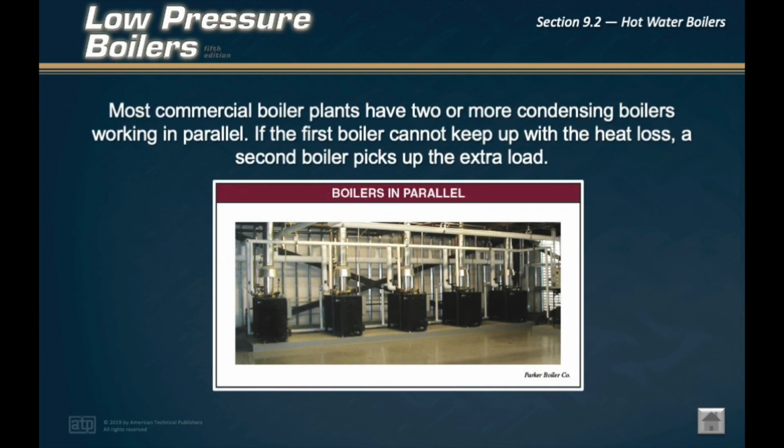Each start sequence of a boiler wastes energy as the internal components are reheated. Therefore, a boiler has a higher efficiency when it operates longer without shutdowns. Most commercial boiler plants have 2 or more condensing boilers working in parallel. Each boiler is smaller than the maximum load required. If the first boiler cannot keep up with the heat loss, a second boiler picks up the extra load. If needed, more boilers can be added.